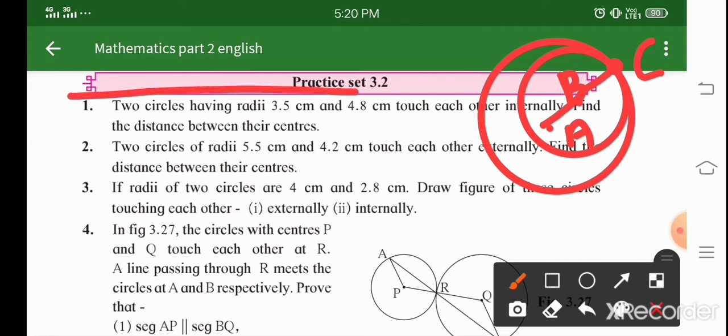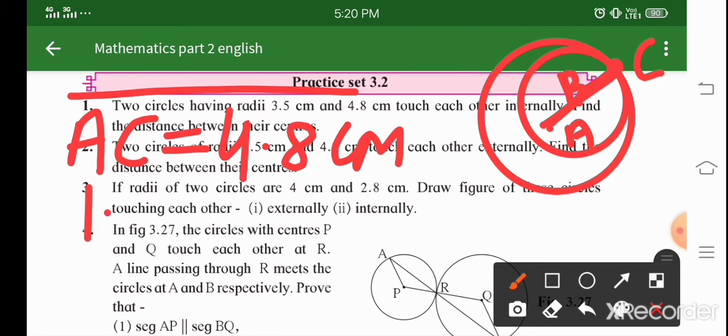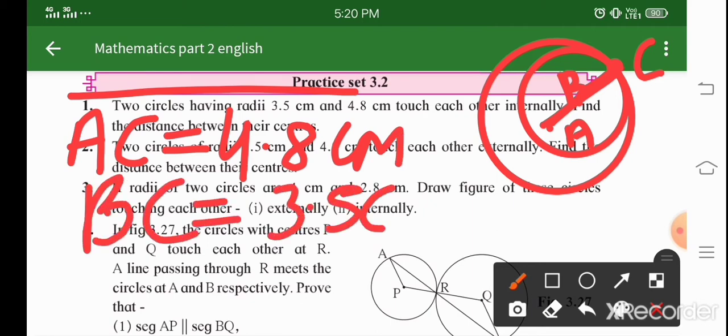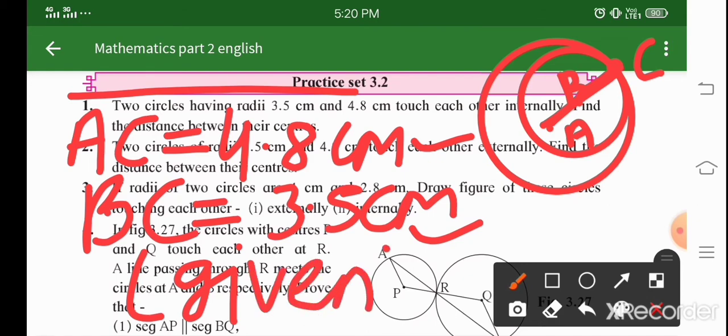See, now what you can just write. The radii are BC and AC. So just write AC equals 4.8 centimeter, and BC, the second radius, is 3.5 centimeter. So these two things are given, you can just write over there, this is given. Now we have to find the distance, right? The distance between this A and B, this is AB. AB is the distance between the two centers of the circles. That we are going to find now.